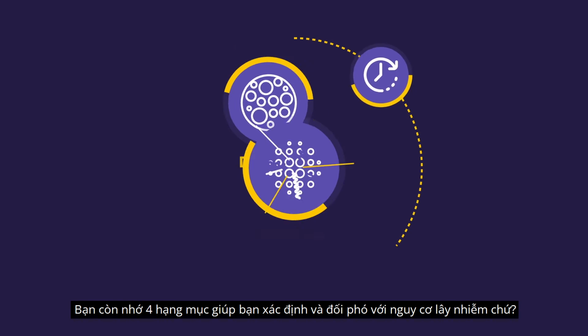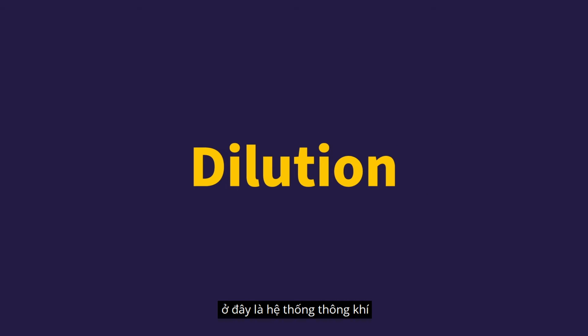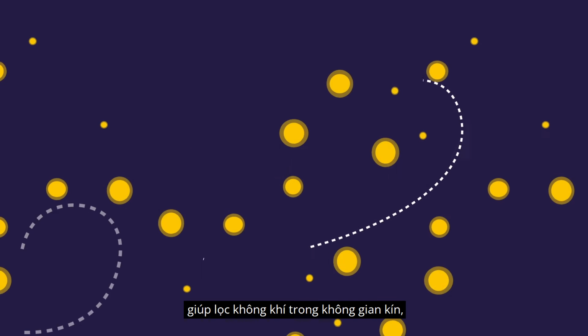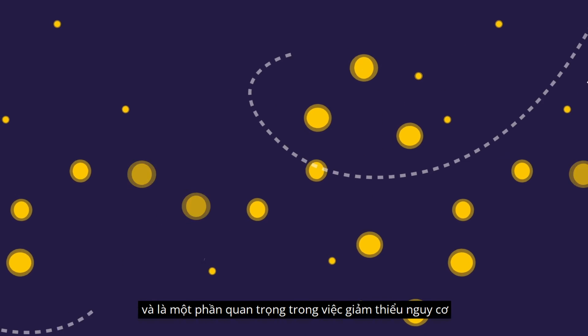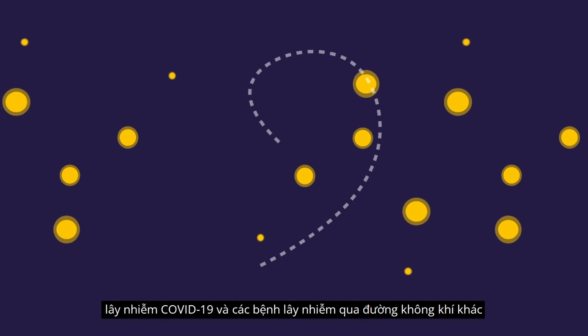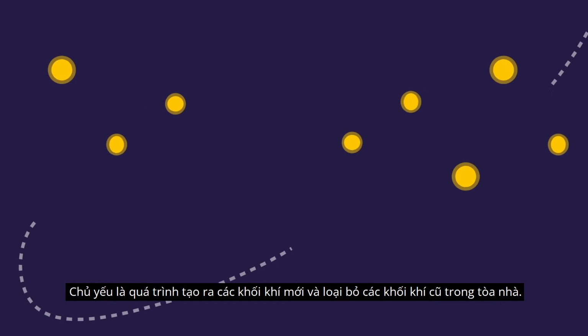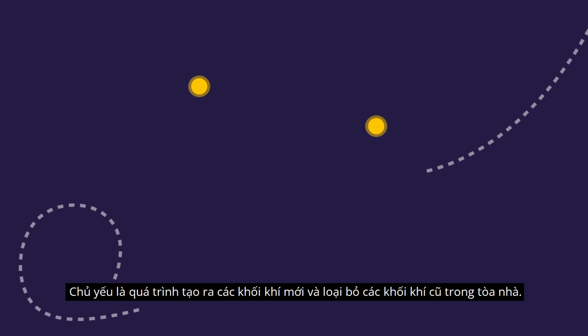Remember the 4 Ds that help you assess and manage risk? Dilution, in the form of ventilation, helps clean indoor air, and it's an essential part of reducing the risk of the spread of COVID-19 and other airborne infectious diseases. But what do we mean by ventilation? Essentially, the process of adding or removing air from a building.